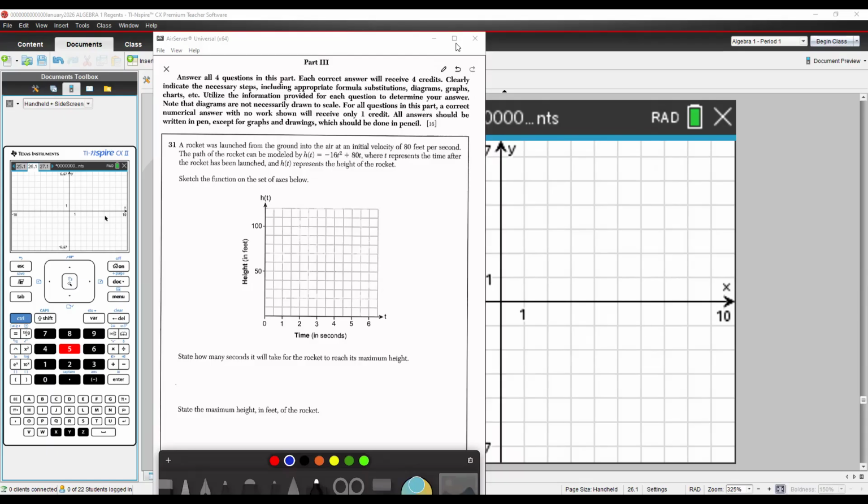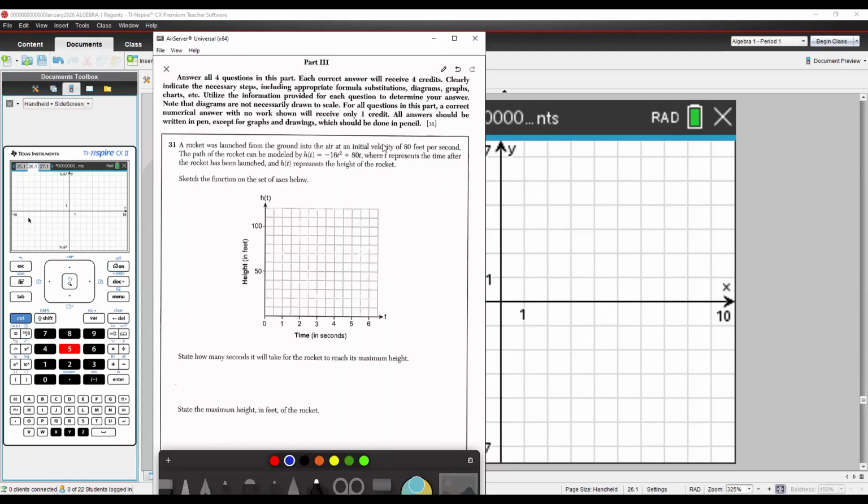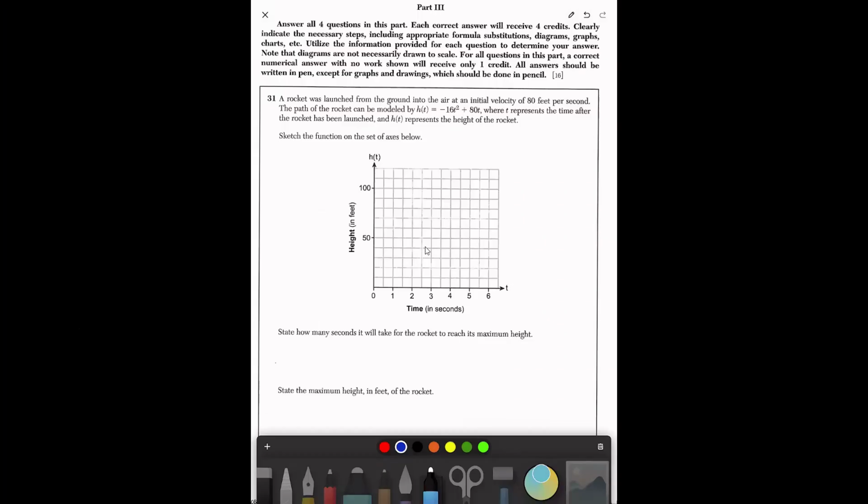It's a word problem and they want us to graph a quadratic function, and they've got a couple questions for us to answer. So my rule is whenever they give you a quadratic, you're going to be graphing this. And in this case, we are going to have to come up with the graph.